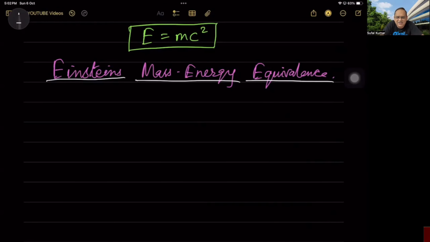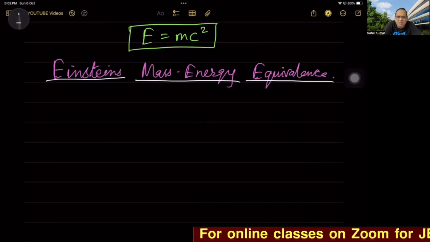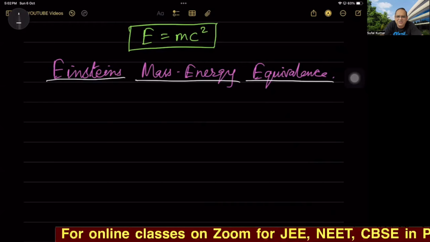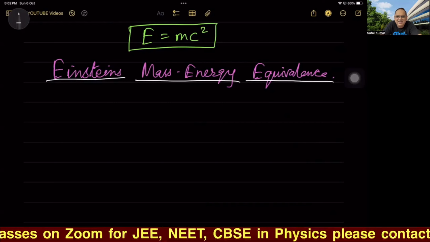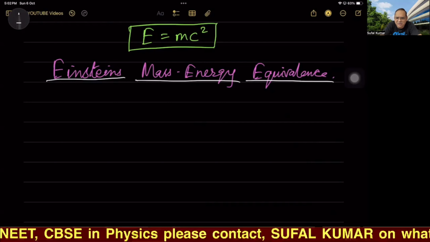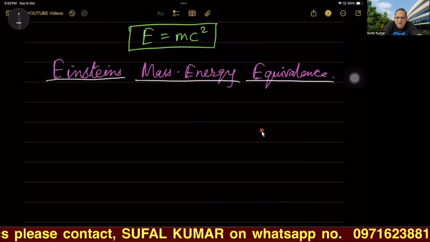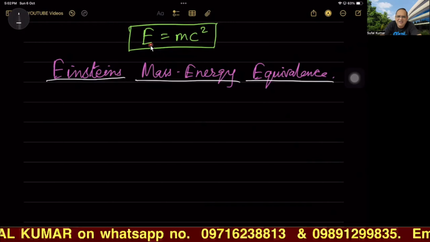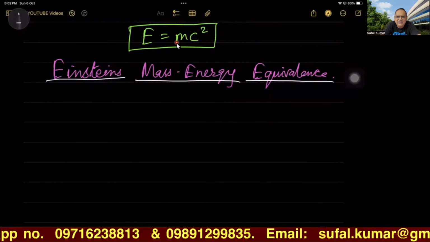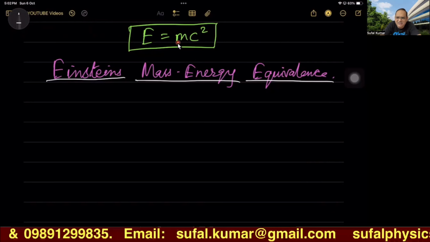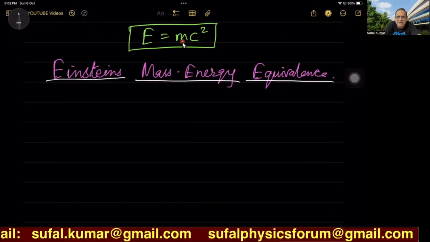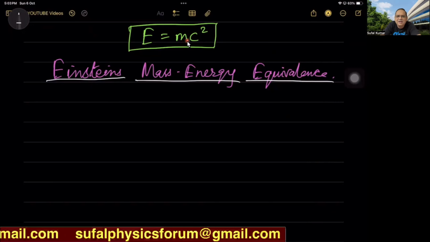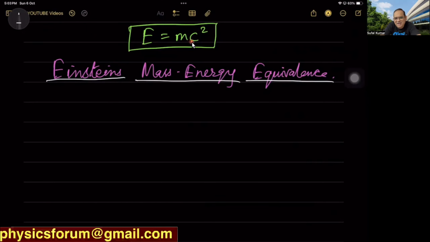So hello friends, I'm going to derive E is equal to mc square, the most popular equation of the universe. This is basically Einstein's mass energy equivalence. That means according to this equation, energy and mass are interconvertible, provided this mass m is moved through the space with the speed equivalent to speed of light.